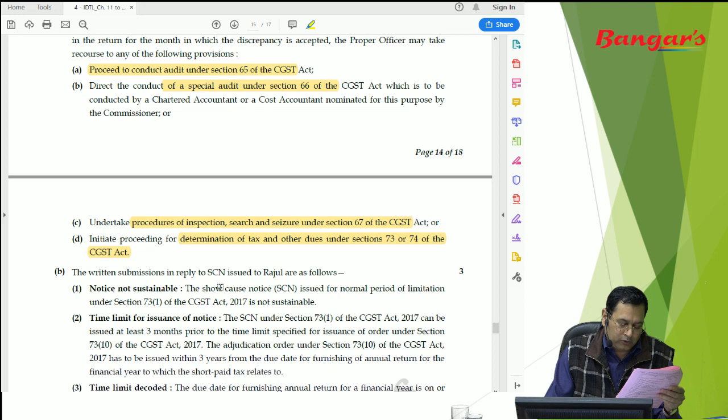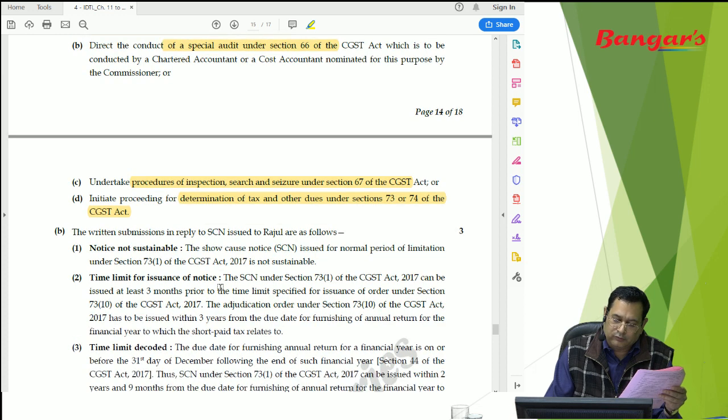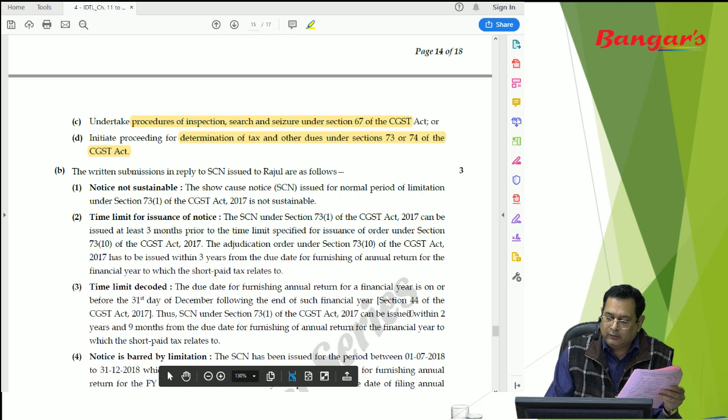Now, Rajul has been issued a CN on 31/12/22 and for the period 17/18. So, the financial year is what basically, 18/19 is the financial year. So, the due date of furnishing the annual return will be 31st of December 2019, and 3 years 3 months, that works out to be how much? That is 2 years and 9 months from the due date of furnishing the annual return.